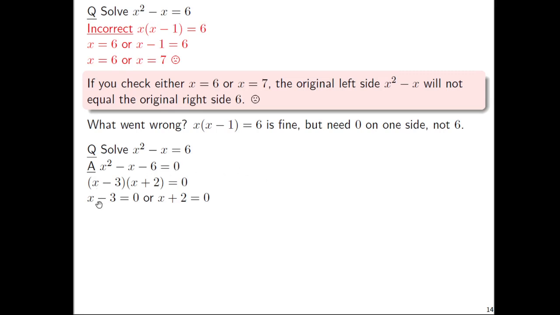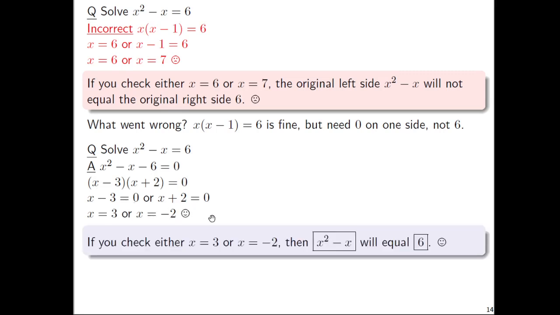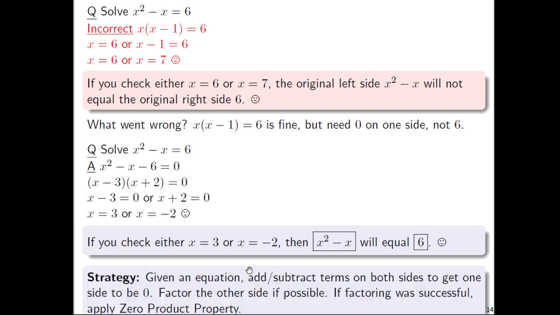Then take x minus 3 equals 0, add 3 to both sides. Take x plus 2 equals 0, subtract 2 on both sides. You get x equals 3 or x equals negative 2. And then, if you just wanted to check, it works out. If you check either x equals 3 or x equals negative 2, then it really turns out that the original left side of x squared minus x will in fact equal the original right side being 6.